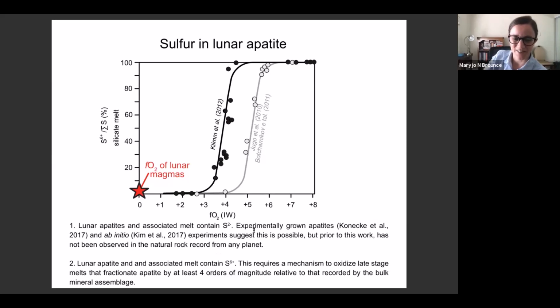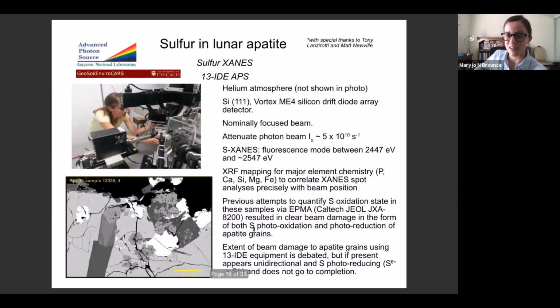Great. So, right, these are our two options to explain hundreds of ppm sulfur in lunar apatites. We're going to use sulfur XANES to solve this problem in a pretty straightforward way. All the work that I'm going to show you today is done at the Advanced Photon Source with the Jesse Cars group, and from this point on in the talk, everything that I say is said with special thanks to Tony Lanzarotti and Matt Neuville for help with the setup.